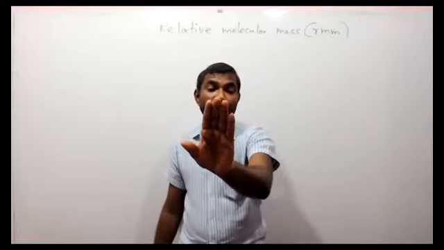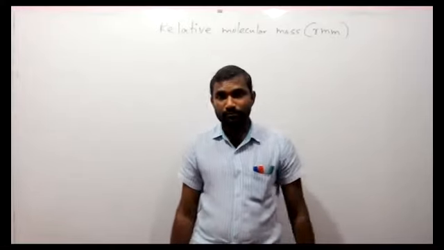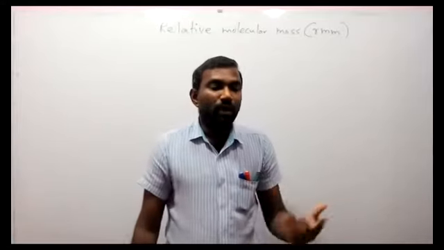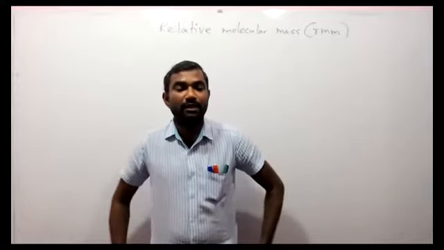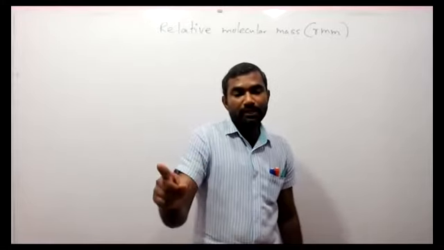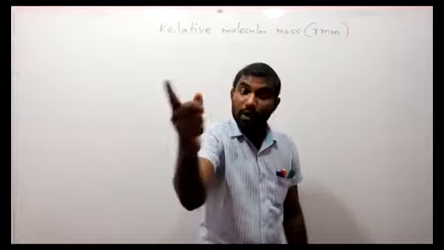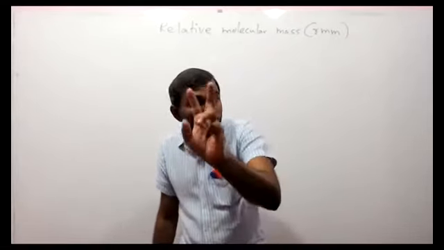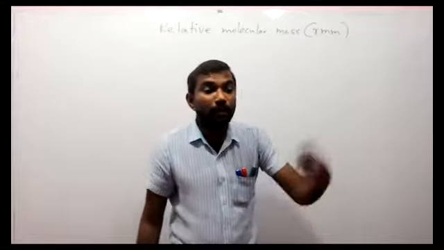Now listen to this carefully. Chemical combination means chemical bonding. From the chemical combination of two or more atoms, a molecule is formed. From the chemical combination of two or more elements, a compound is formed.